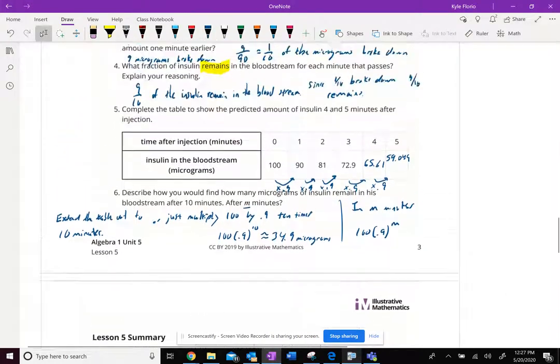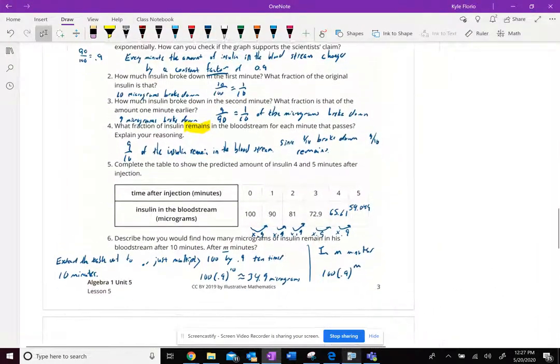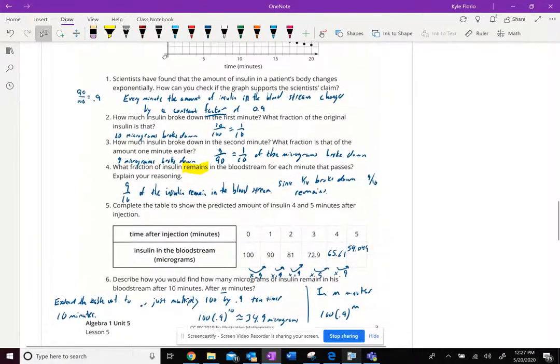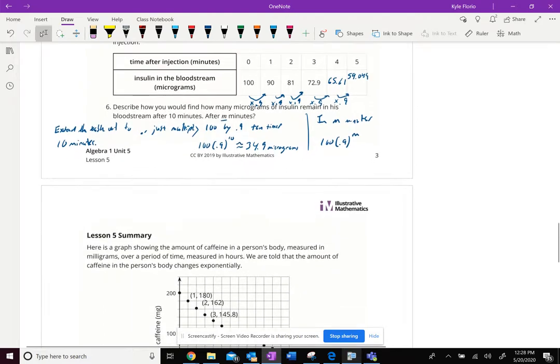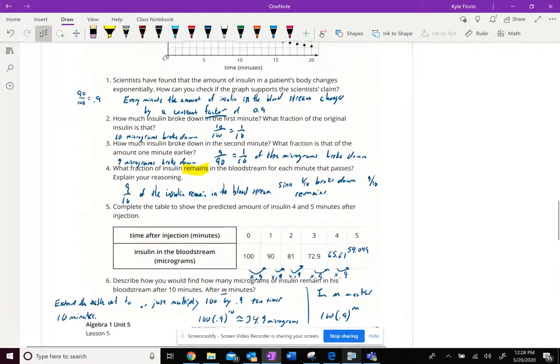And that's it for the lesson. You can read the summary on the bottom, which does a similar example, but instead of insulin, it's talking about caffeine in the body, which certainly applies to my life.